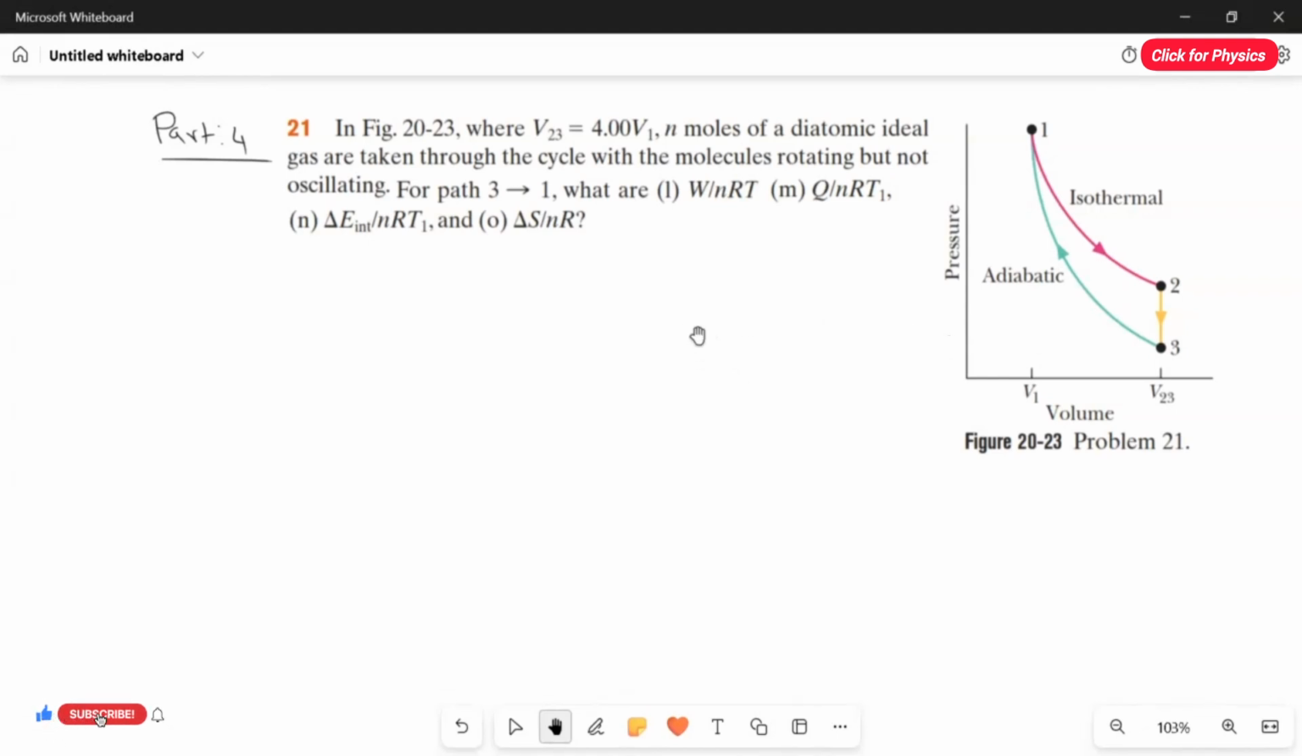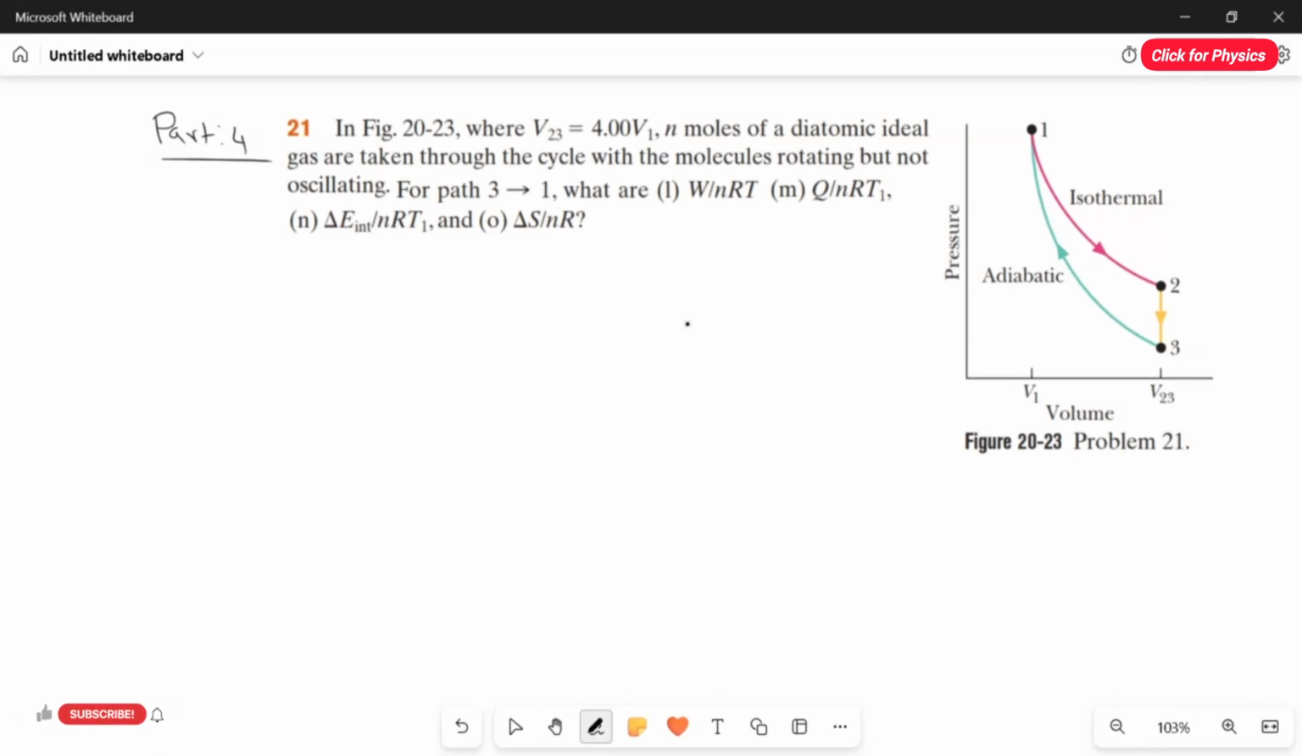Okay. So now in this part, we are going to consider the path from point 3 to 1. So you can see from the figure, from point 3 to 1, it refers to adiabatic. And for this adiabatic path, we are going to find the answer for L, M, N and O. Clear? So anyhow, we can write the given one more time.